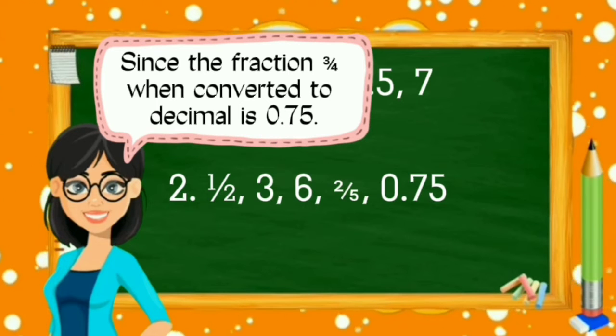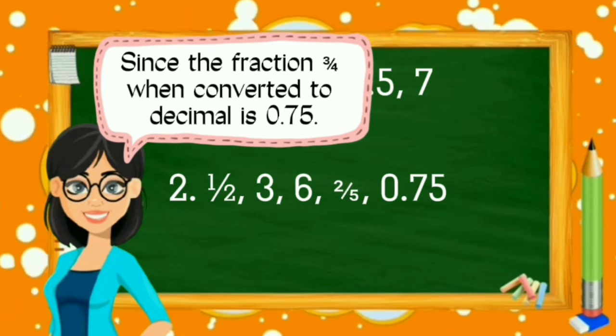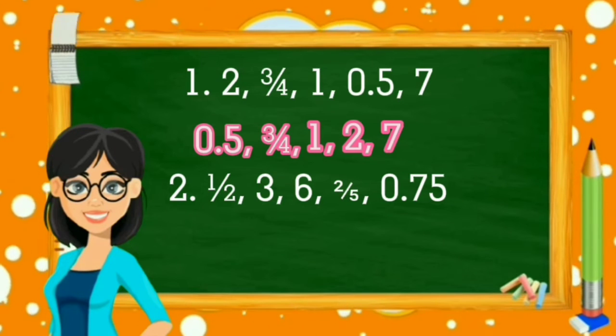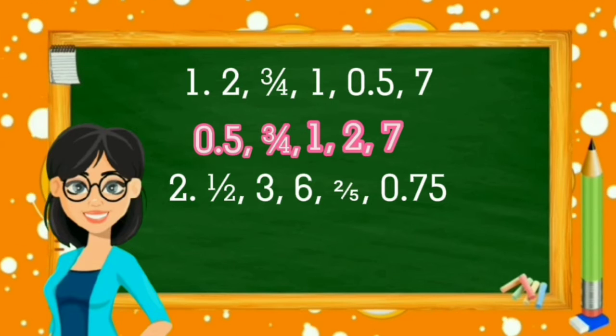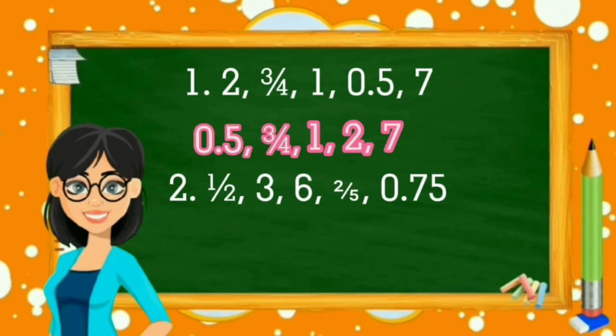Since the fraction 3/4 when converted to decimal is 0.75. The third number we have number 1. The fourth number we have number 2. And the last number we have number 7. Now let's proceed to number 2.